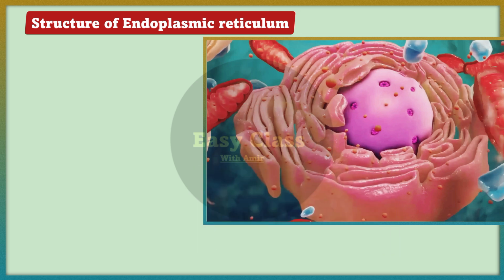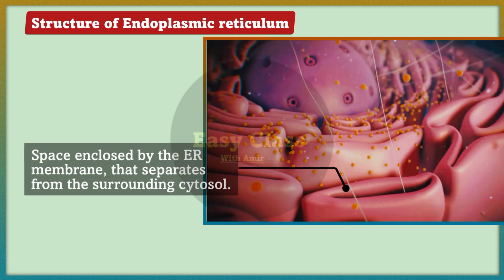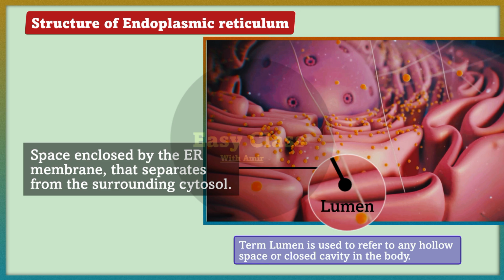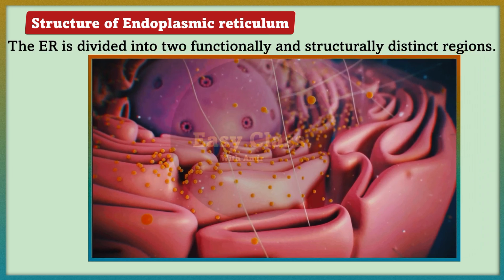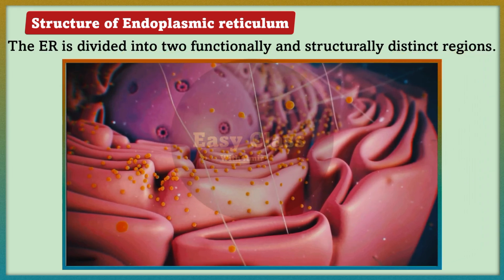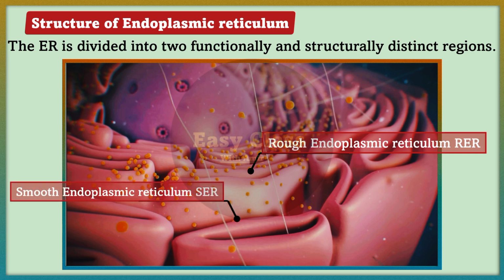The lumen, or the internal space enclosed by the ER membrane, is a distinct compartment separate from the surrounding cytosol. The ER is typically divided into two functionally and structurally distinct regions: the rough endoplasmic reticulum (RER) and the smooth endoplasmic reticulum (SER).